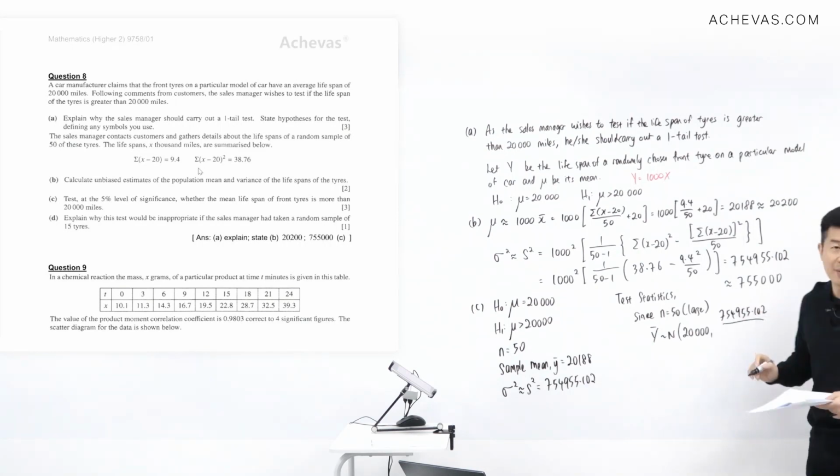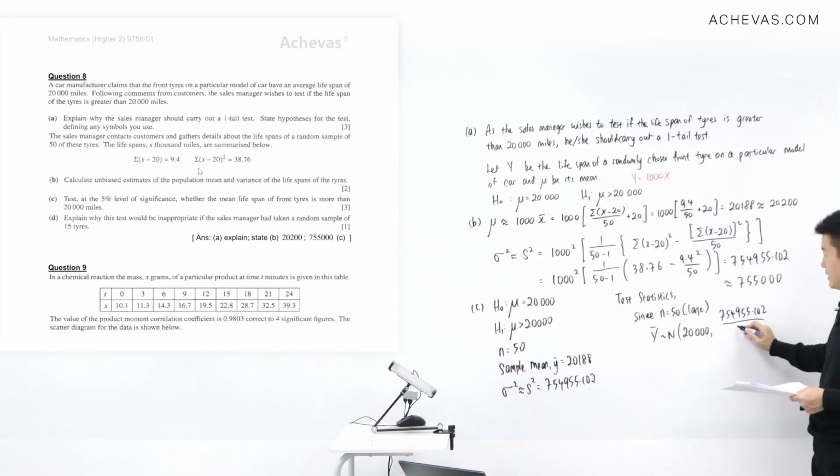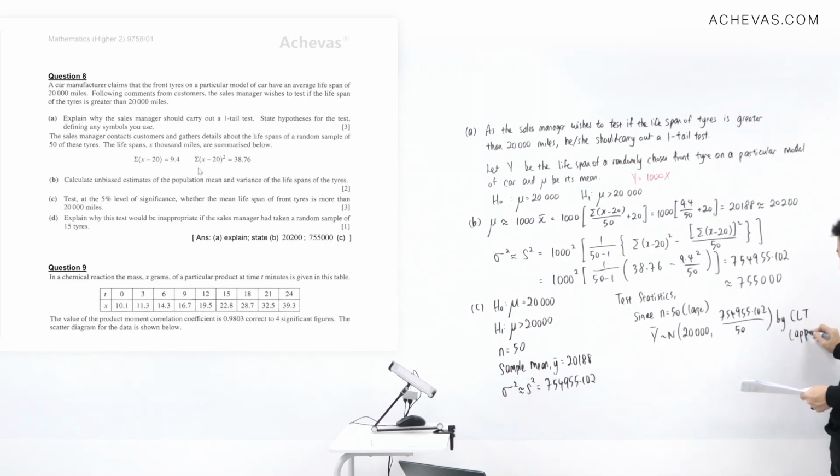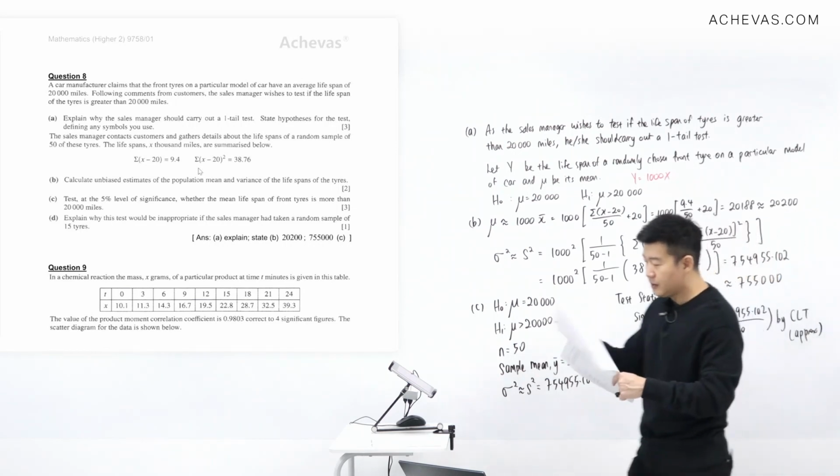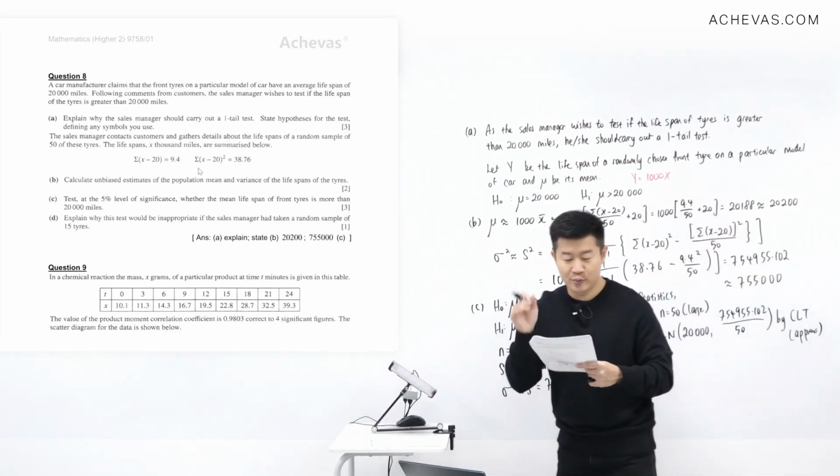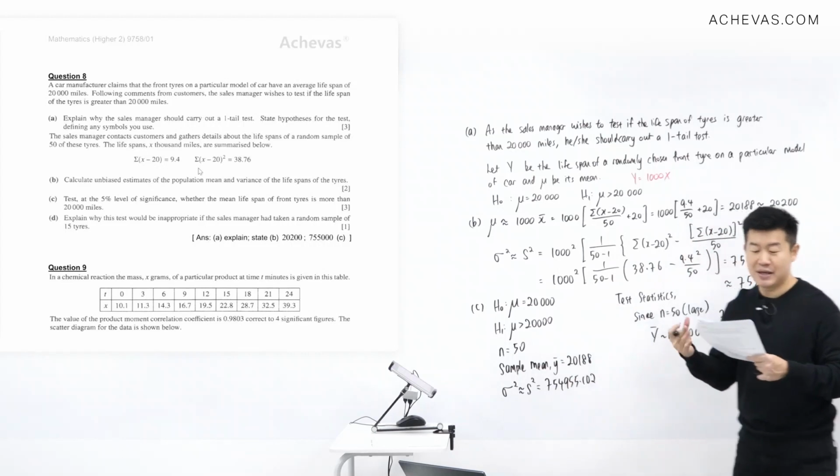754,955.102 divided by the sample size. Sample size is equal to 50. And this is possible because of the central limit theorem. We are doing an approximation here for our normal distribution. So what's the next thing to do? I'm going to press this into the calculator to get the p-value.